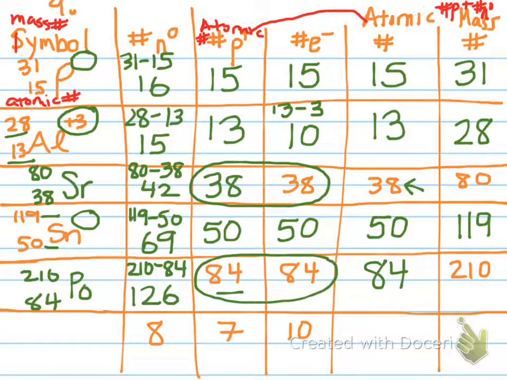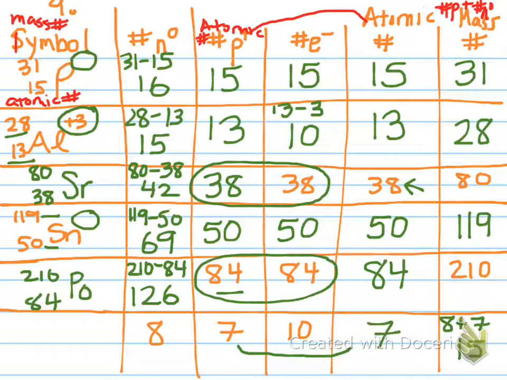All right, this next one. So they tell me the number of neutrons, and they tell me the number of protons. So to get this missing mass number, I'm going to add them up. So 8 plus 7 gives me 15. Okay. Now, atomic number is always the same as our number of protons, so our atomic number is 7.